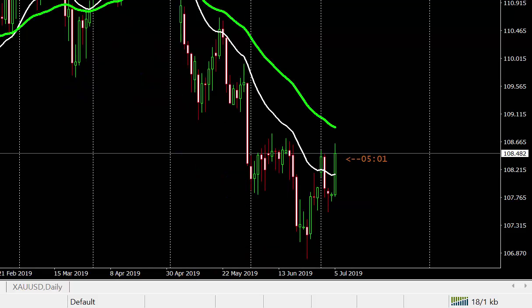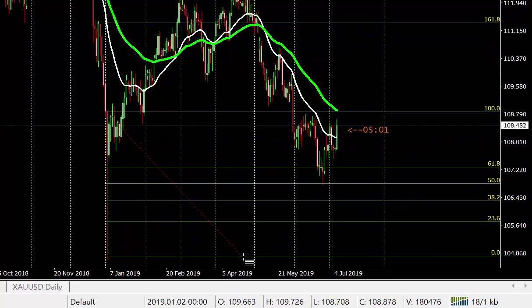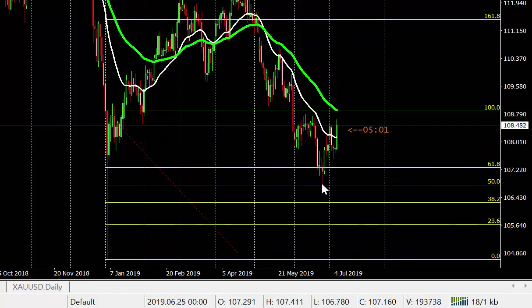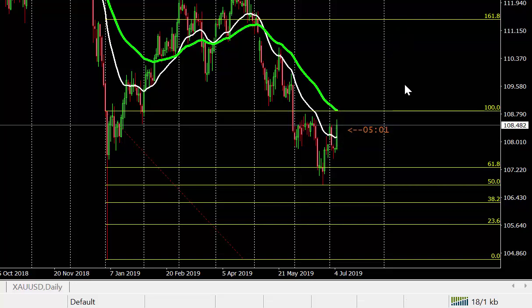If you zoom out, you can see this pin bar here. If you draw a Fibonacci of this pin bar, the market came back down, touched the 50% of the pin bar, and it's going up. The first target is 100, the second is 161.8. I hope we see that movement. If it closes above the 50 moving average, we will see a very good move and we can get a good trade.